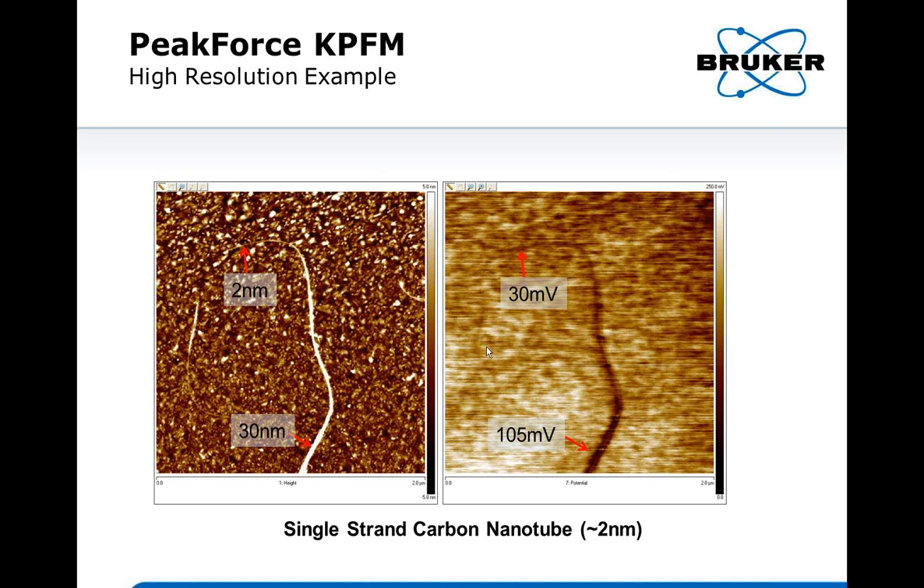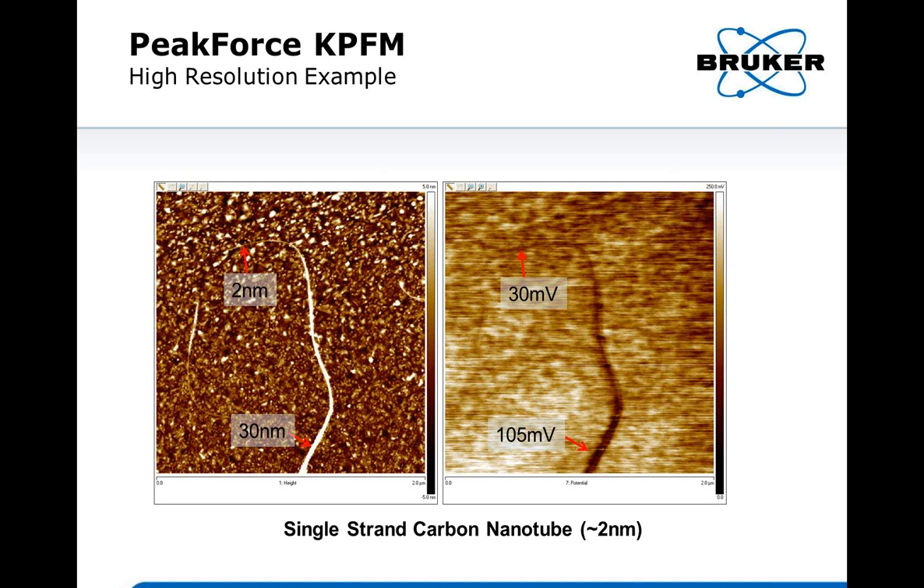Now on the right side, that's a potential map. If you look closely, corresponding to the single strand carbon nanotube, you can see there is a potential contrast there. And the difference between the carbon nanotube and the substrate is 30 millivolts. So you probably will say, wow, we can see 2 nanometer features.